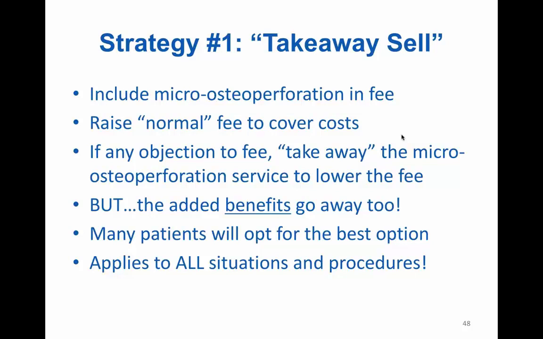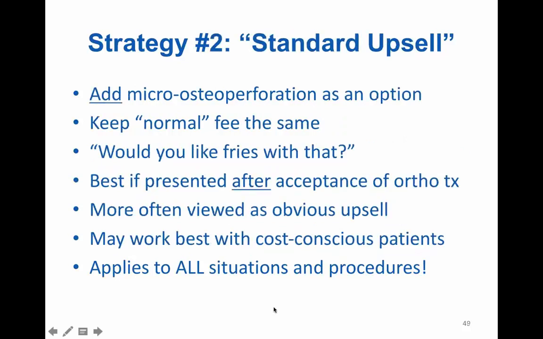So in other words, if you take away the procedure, you can reduce the fee back down to what your normal fee is, but you present the first fee, including Propel, as your normal fee. And it is. That's my normal fee, including Propel. But then we take away, and also the benefits go away. So in other words, your teeth will still move quickly. They just won't move as quickly as they would with the micro-osteoperforations. More patients will opt for the best option when you present the best option first. And this applies, by the way, to all situations and procedures, not just 6-month Smiles.